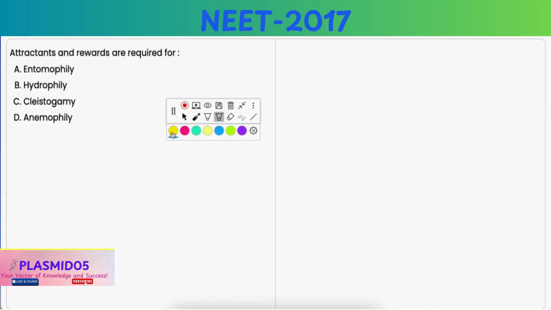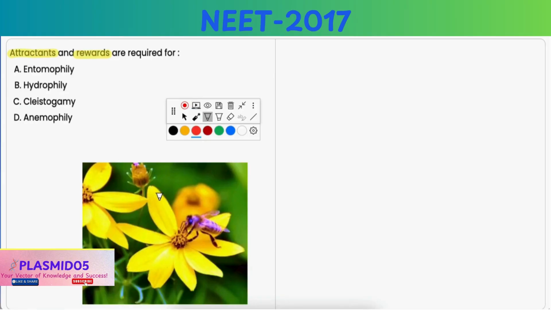In this question, you have to identify now which type of pollination or flowers requires attractants and rewards. Option A, entomophily. Now, entomophily refers to pollination by insects, and attractants like bright colored flowers, different patterns, and scents are very important for attracting insects. And rewards such as nectar and pollen serve as an incentive for the insects to visit the flowers again and again, thus facilitating pollination. Hence, this is the correct option.